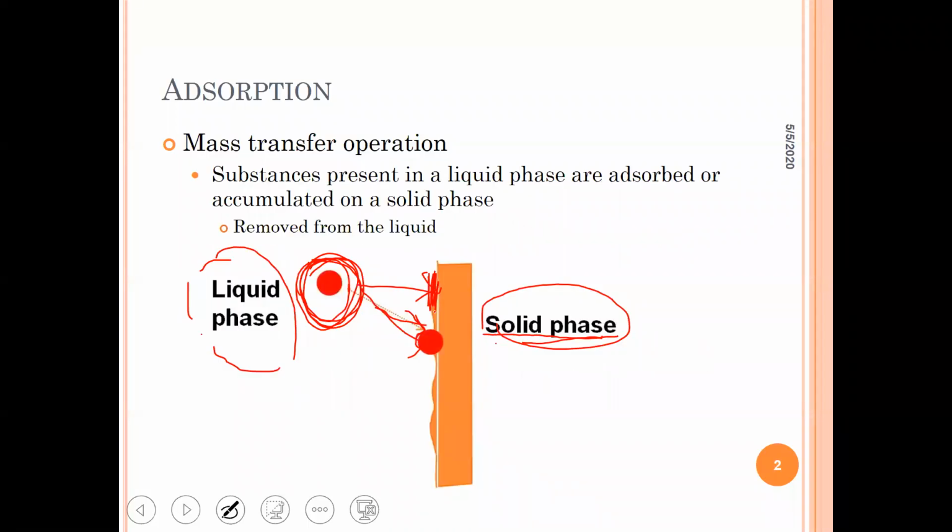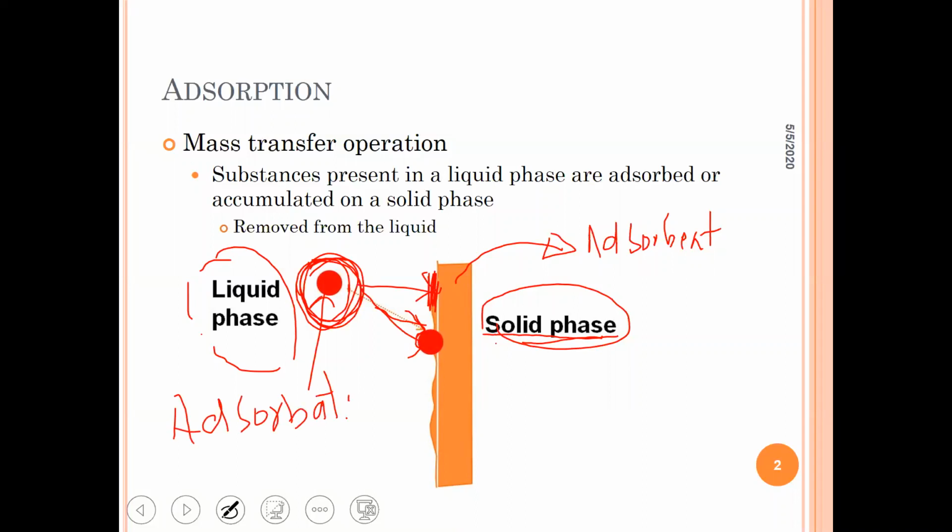Usually, this solid phase we call adsorbent. And whatever we want to remove, we call it adsorbate. So this adsorbate is accumulating on adsorbent.